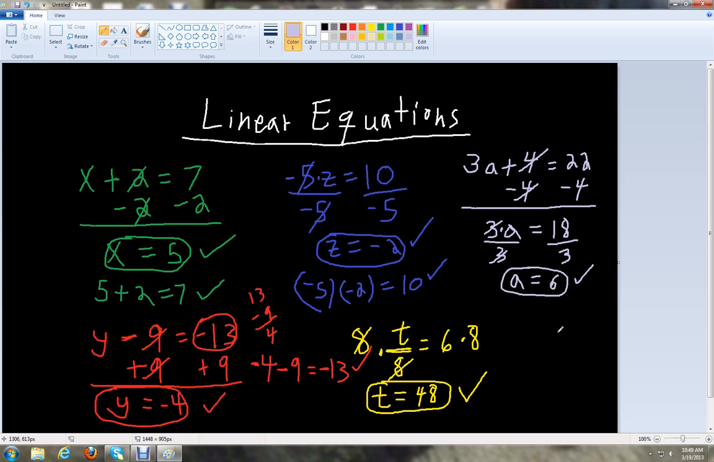Okay, and then you can plug that back into the original equation. 3a plus 4 equals 22. And you can see that that's true.